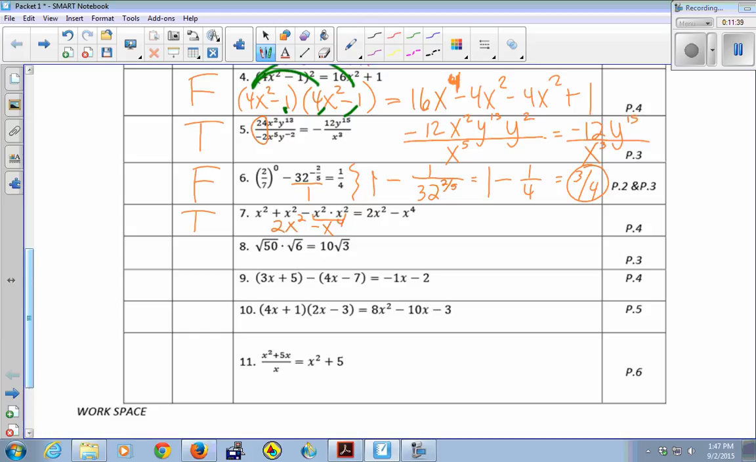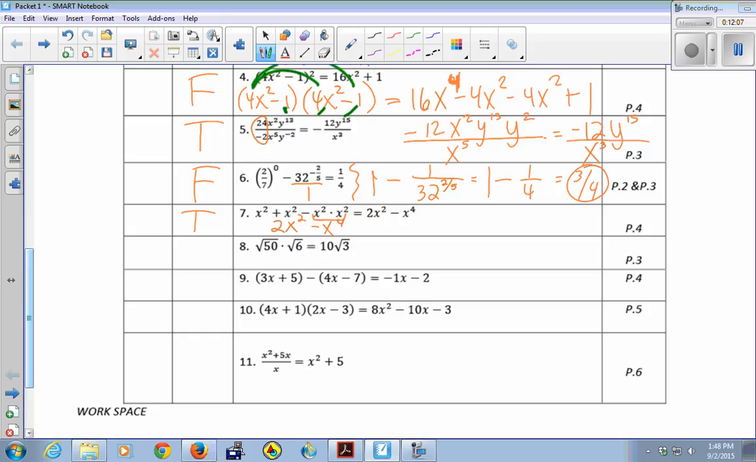All right, root 50 times root 6. Is that the same thing as 10 times root 3? Deanna, did you do your calculator trick here? Well, I only calculated individually. Oh, okay. So you're not sure if the answer is yes or no yet? Okay. So that's one way you could do it, right? You could just type both of these into your calculator and see if they're the same.